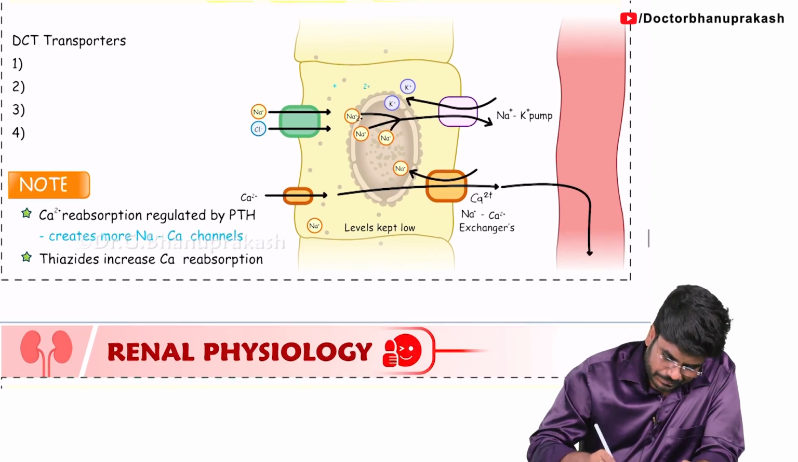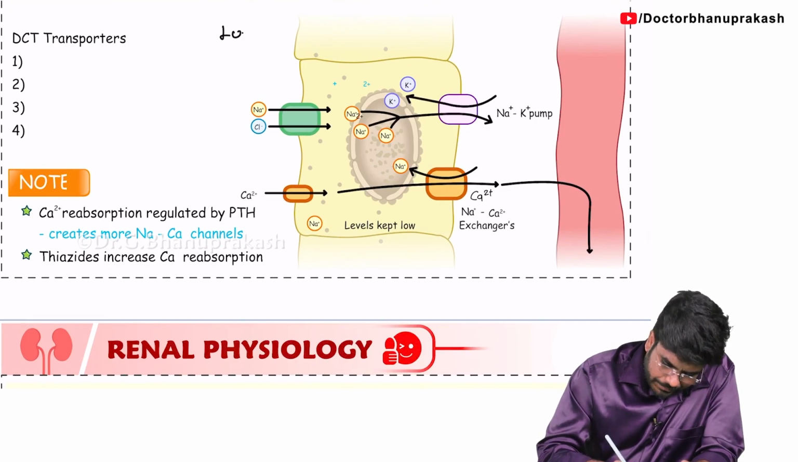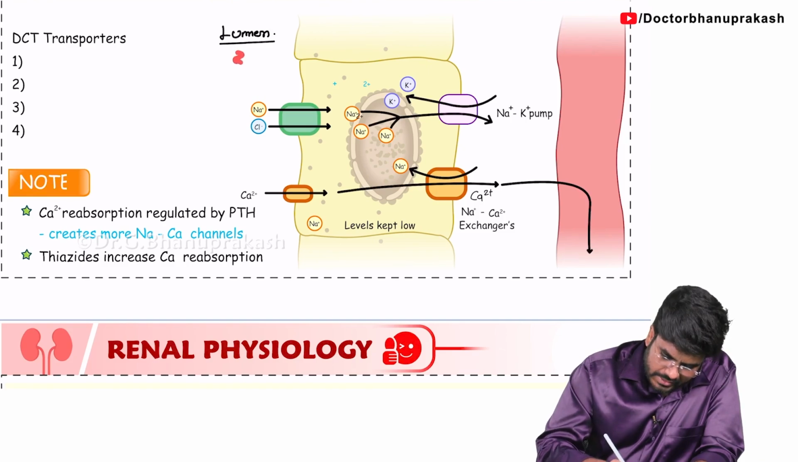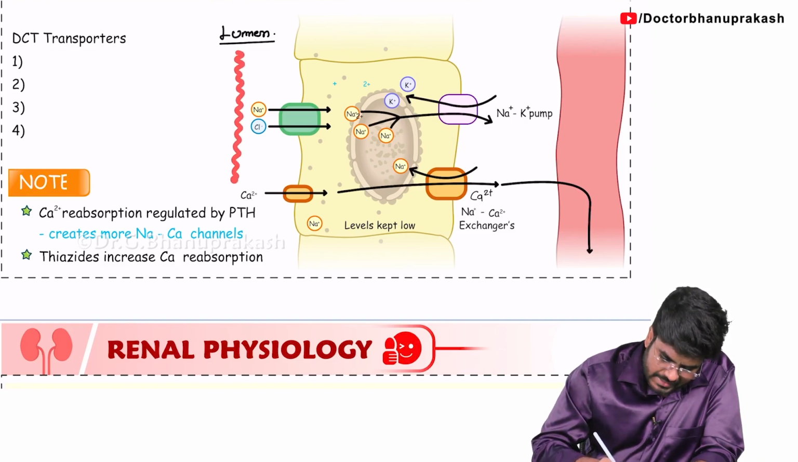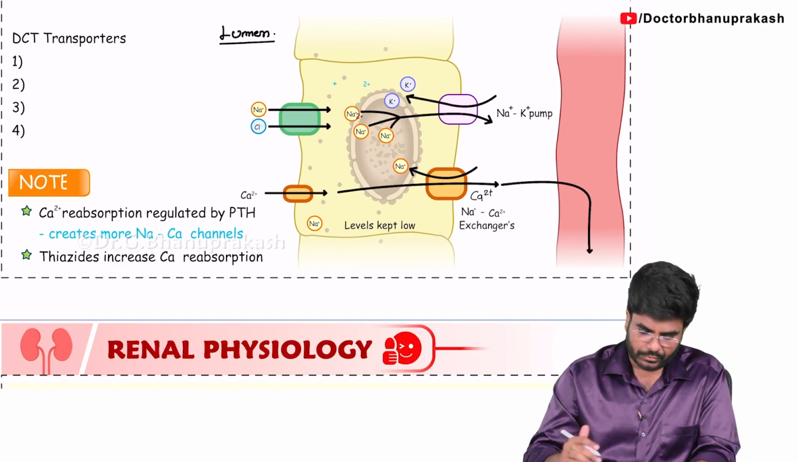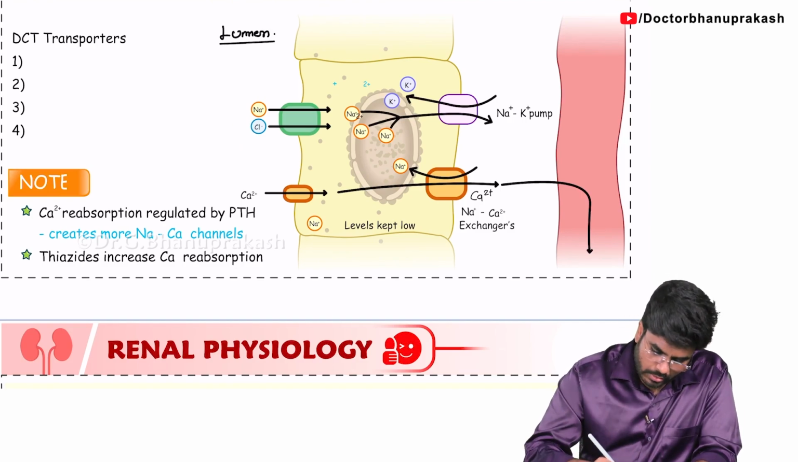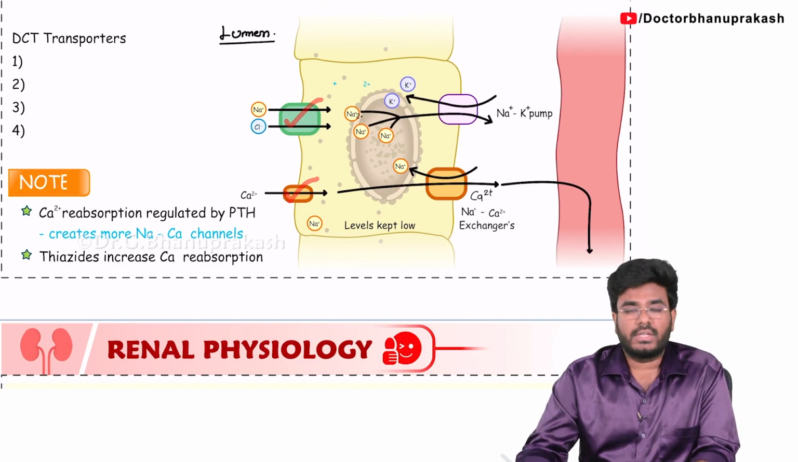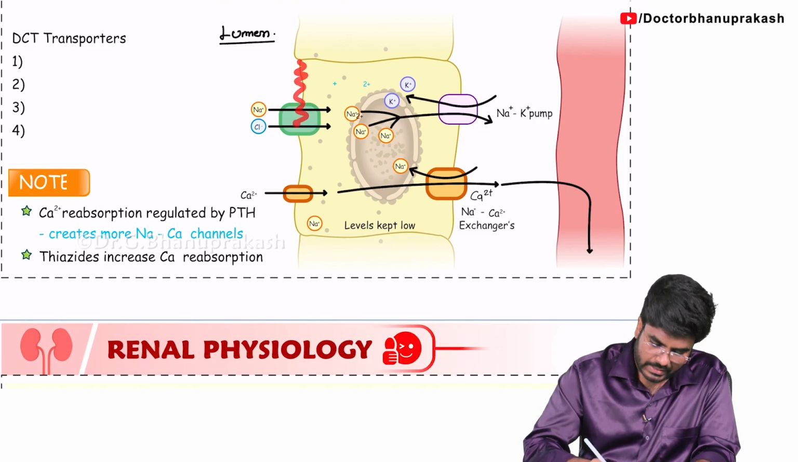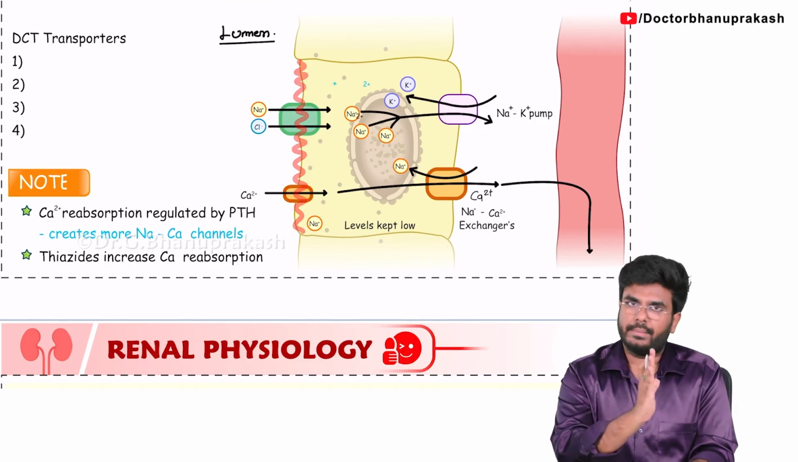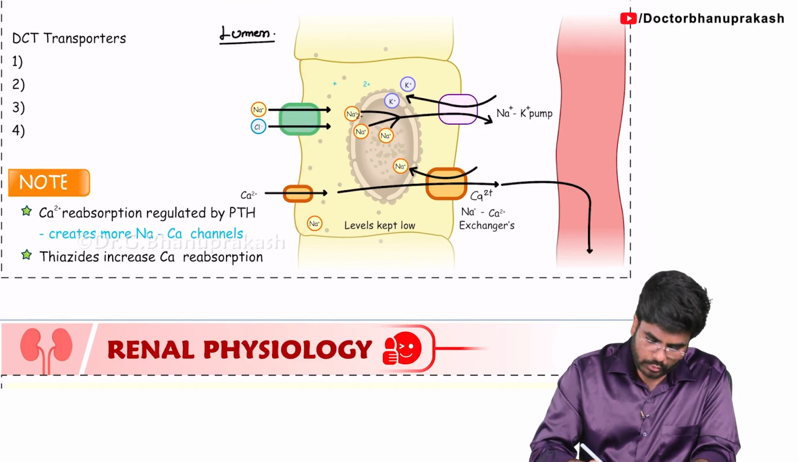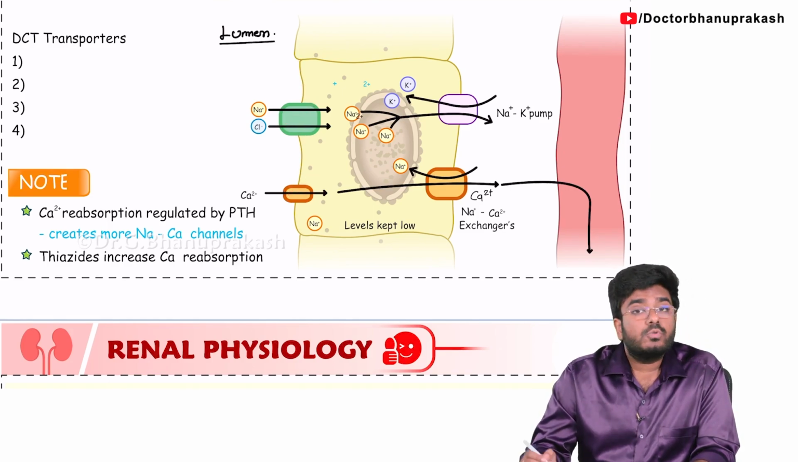First look at here, this is the side of the lumen. Okay, here is the lumen side. Try to understand, this is the side where the urine is passing like this. The urine is passing through the DCT. Now, look at here, there are two transporters present on the luminal membrane, or you can say the apical membrane. What are these two transporters doing?